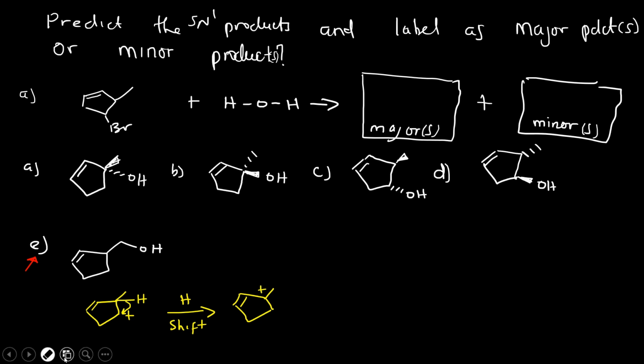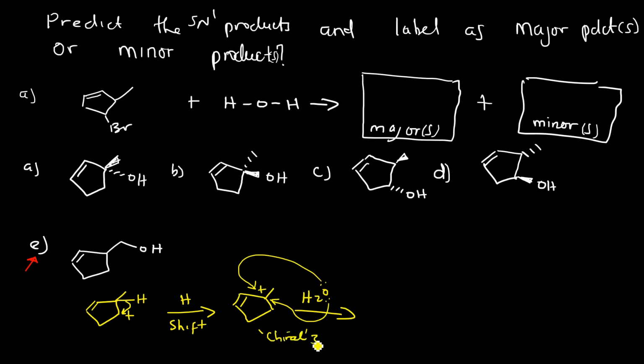Now let's clear that up. So the water would either attack from the top side or from the bottom side, and the reason is because this carbocation is chiral, meaning you have 3 different groups. So once the water attacks, you're gonna get 4 different groups. That's the only reason why we are considering chirality here.